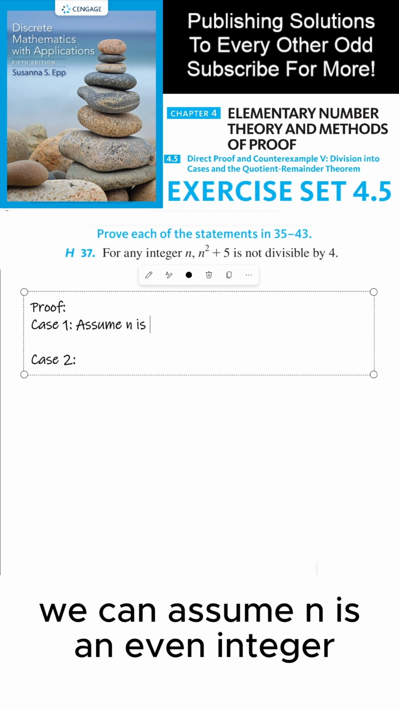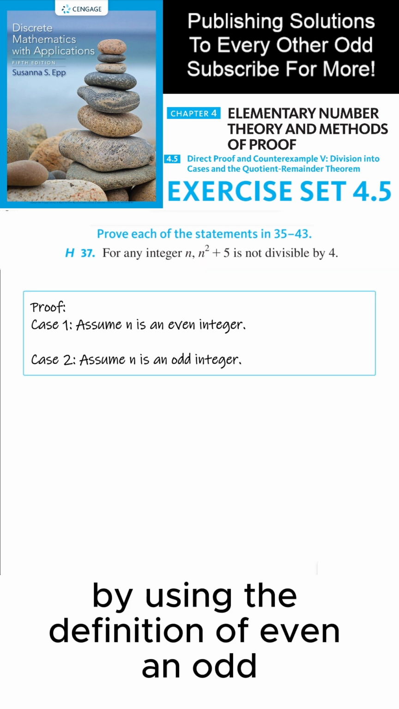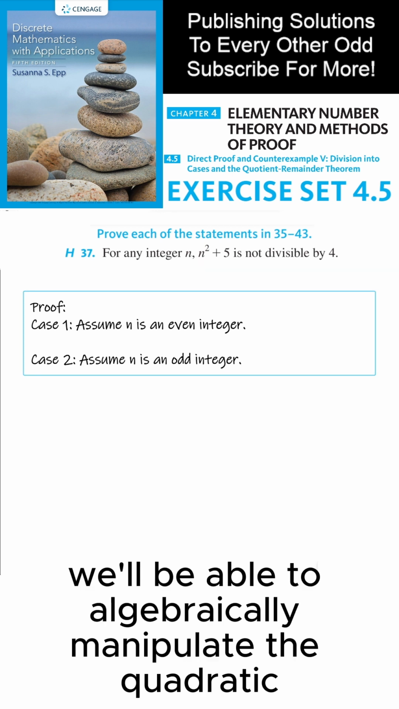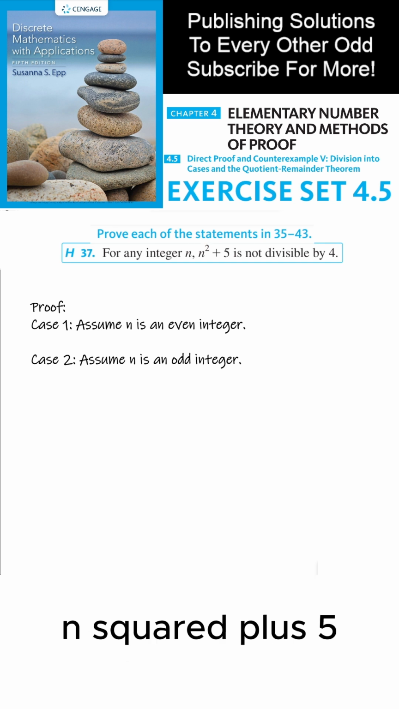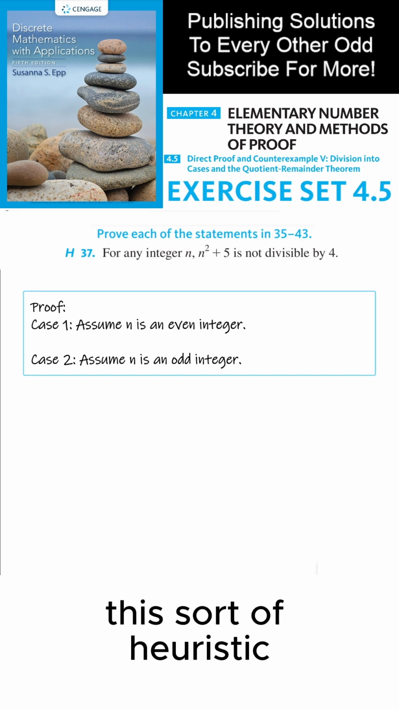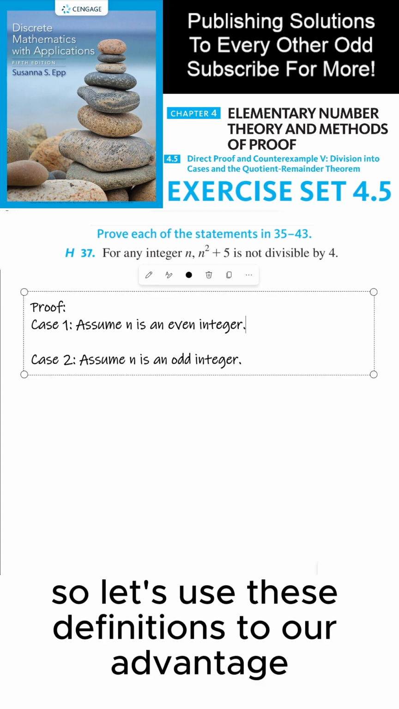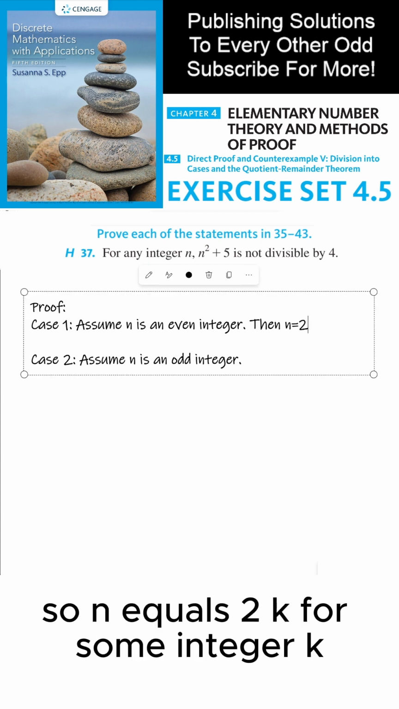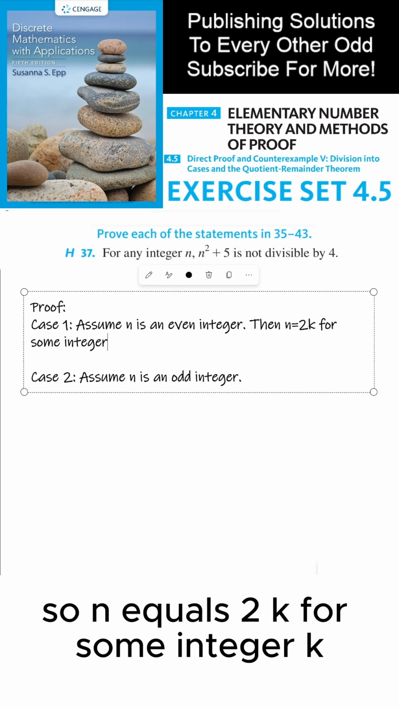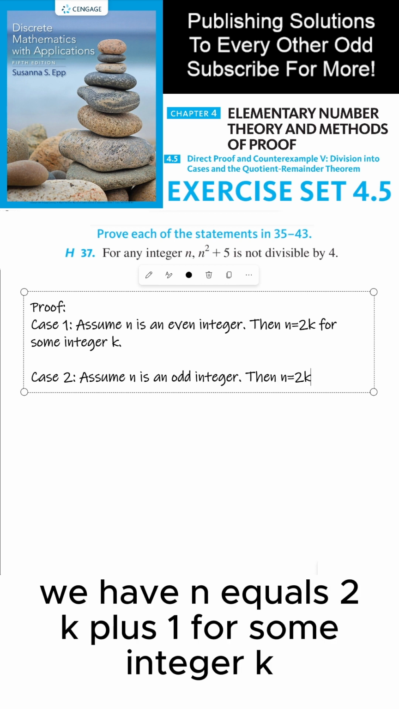We can assume n is an even integer, or we can assume that n is an odd integer. By using the definition of even and odd, we'll be able to algebraically manipulate the quadratic n squared plus 5 in a way that's clearly not divisible by 4. This sort of heuristic or strategy of approaching this problem comes with practice. So let's use these definitions to our advantage. So n equals 2k for some integer k. That's in case 1. And in case 2, we have n equals 2k plus 1 for some integer k.